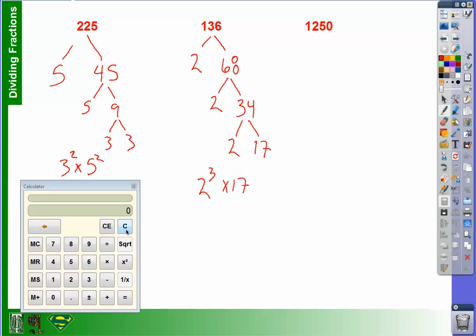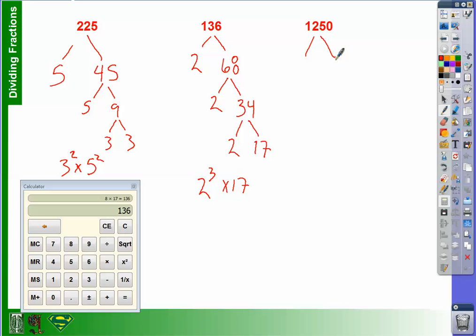And I can double check. I can go 2 times 2 times 2 times my 17. And it works. Finally, let's do a fairly large number.